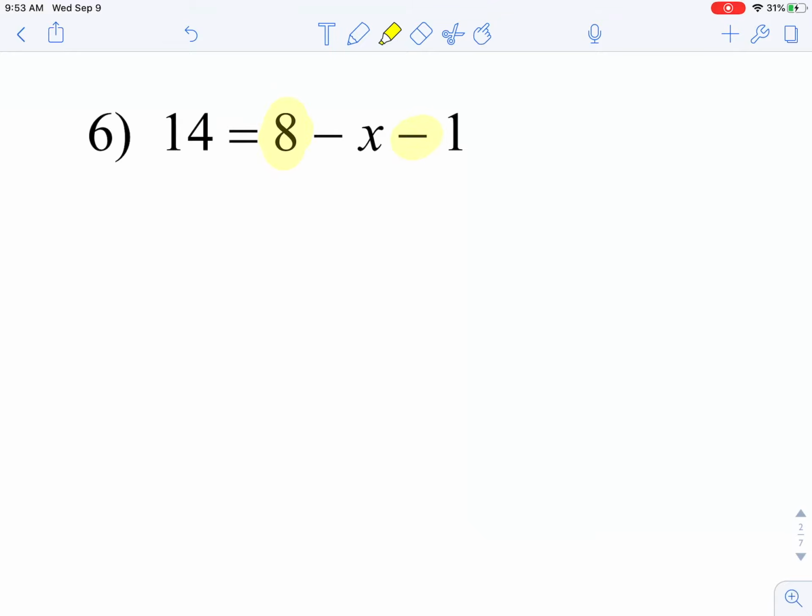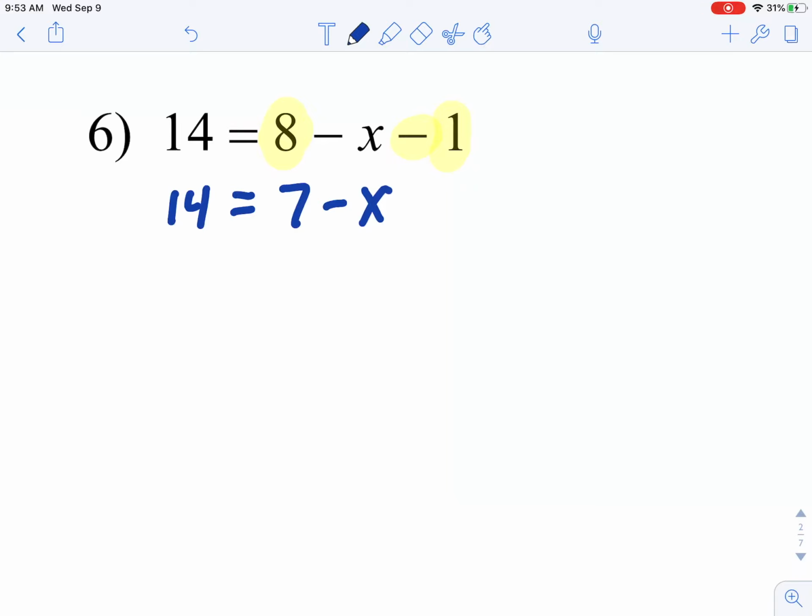The 8 minus 1, they're on the same side of the equal sign. You can just combine those. 8 minus 1 is 7. Okay, so you put those together. They're like terms. Now, we need to isolate the x.